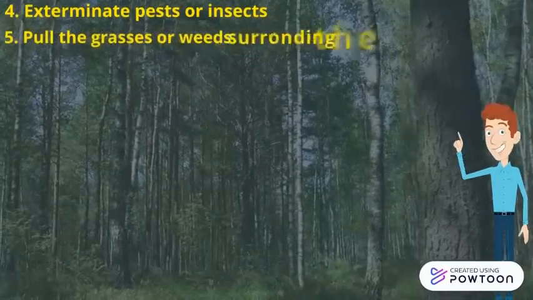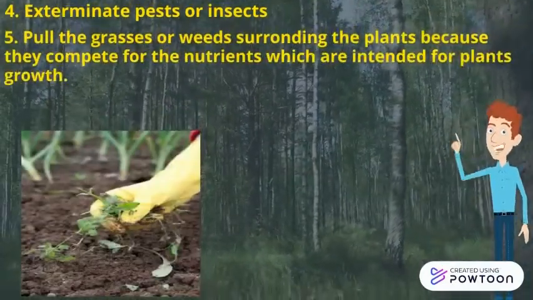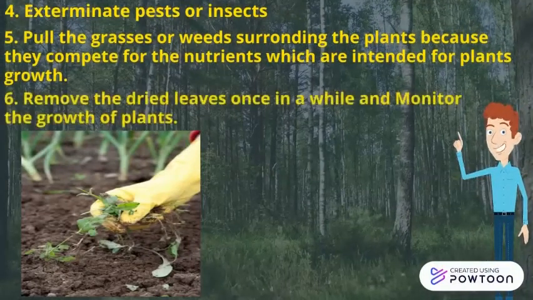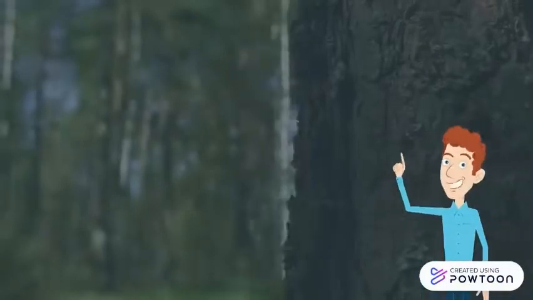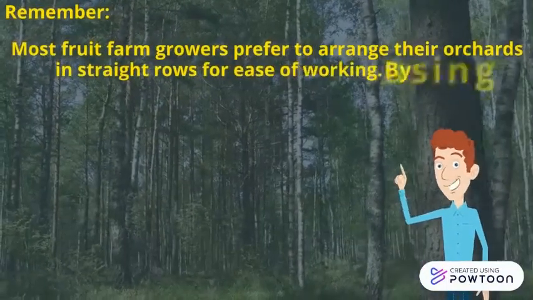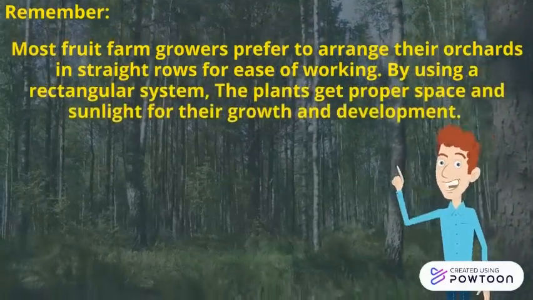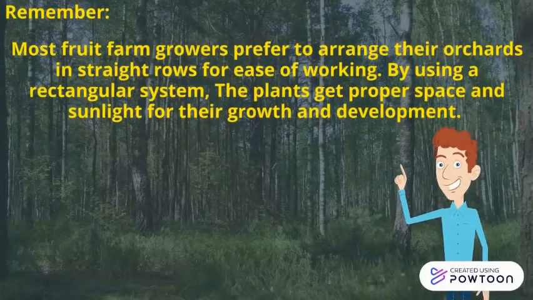Number 5. Pull the grasses or weeds surrounding the plants because they compete for the nutrients which are intended for plants' growth. Number 6. Remove the dried leaves once in a while and monitor the growth of the plants. Always remember, most fruit farm growers prefer to arrange their orchards in straight rows for ease of working. By using a rectangular system, the plants get proper space and sunlight for their growth and development.